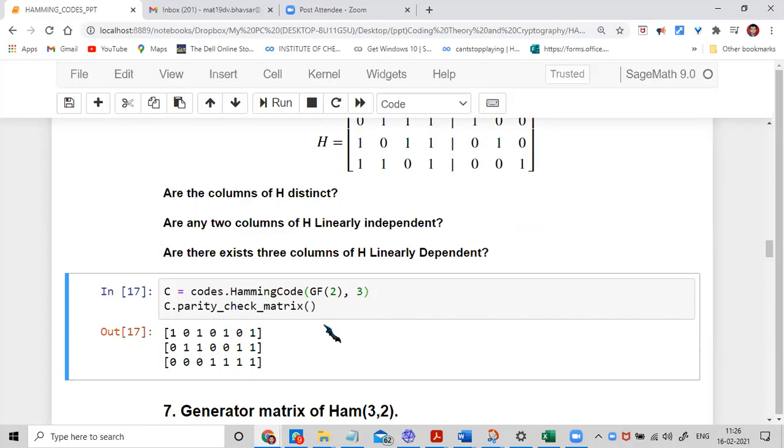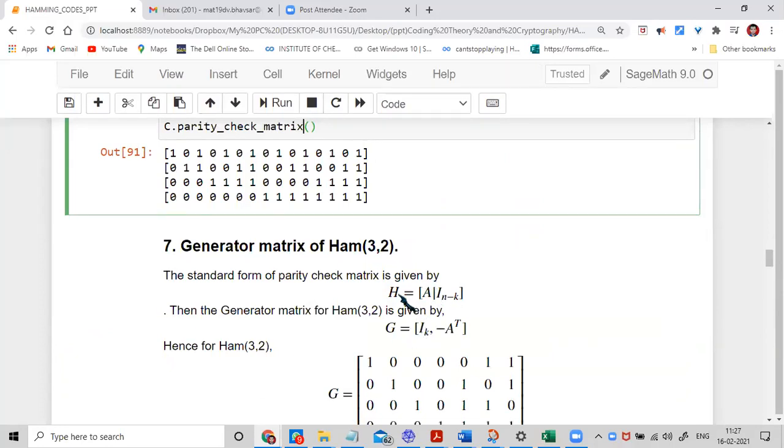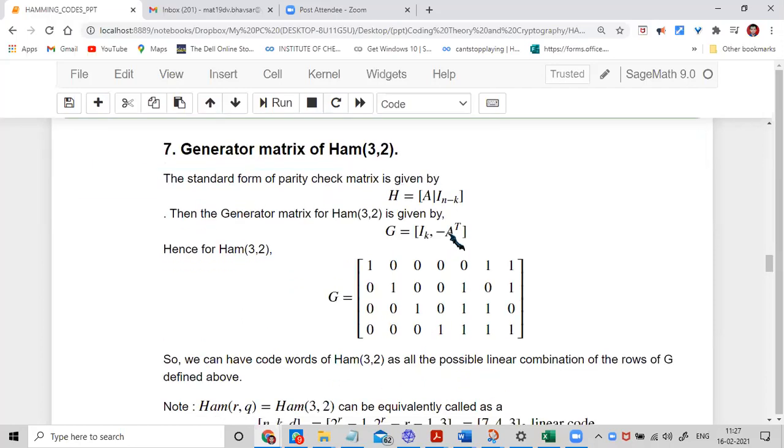Okay, so now the generator matrix of C. As already discussed, H is equal to, so I have taken it from this point of view because I have taken the parity check matrix in the start. I have taken H is equal to A augmented with I_{n-k}, and then I have defined G as this. So I don't think that would be a problem, right, sir?